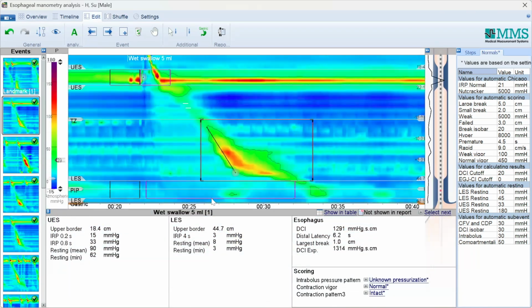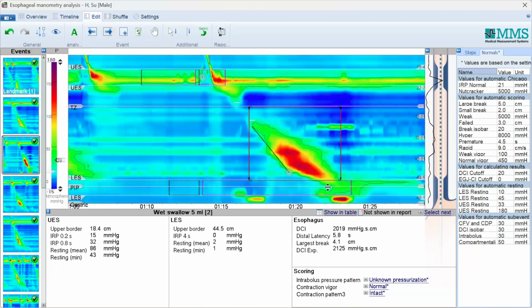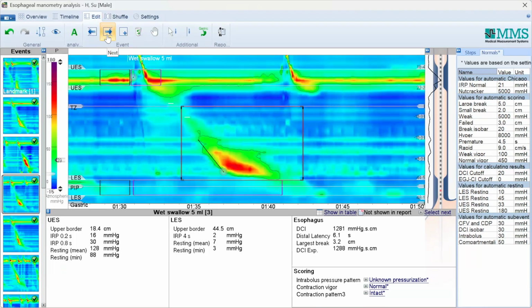This is the first swallow. It is normal. We can see here the DCI. It's normal. The IRP, it's normal. Then the next swallow. It's normal also. This is the relaxation, UES, LES. It's normal. IRP. Then move to the next. You can see it's almost the same.